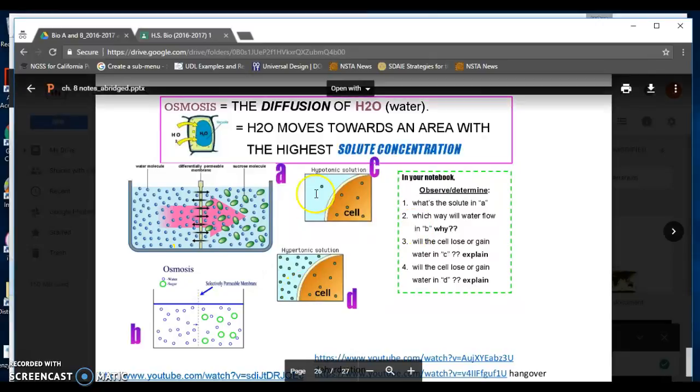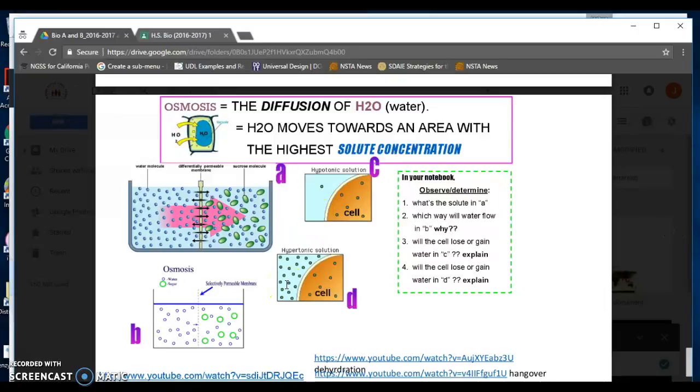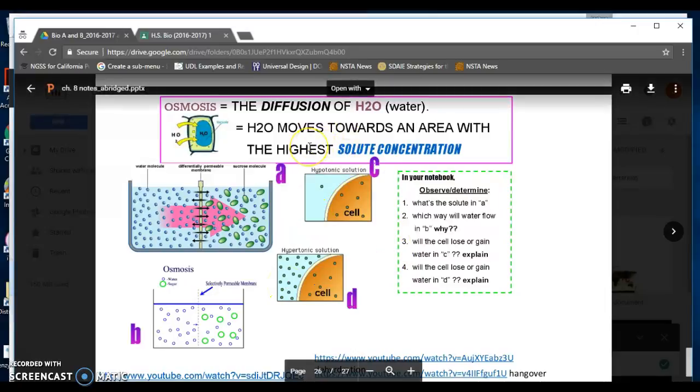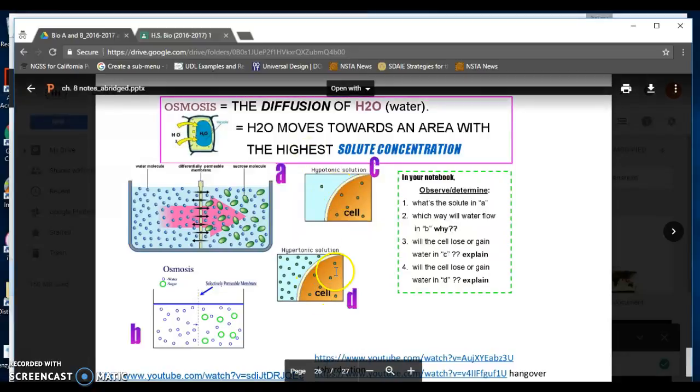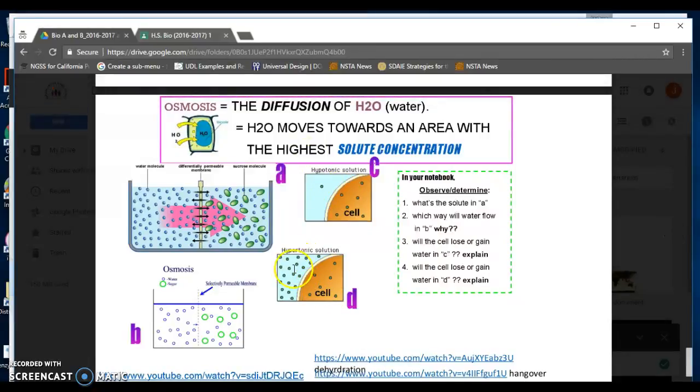Anyhow, you got 4 scenarios here, A, B, C, and D. And they all want you to consider this definition of osmosis, where water moves from high to low concentration. The examples C and D are specific to cells, where you have the inside of the cell and the outside of the cell.